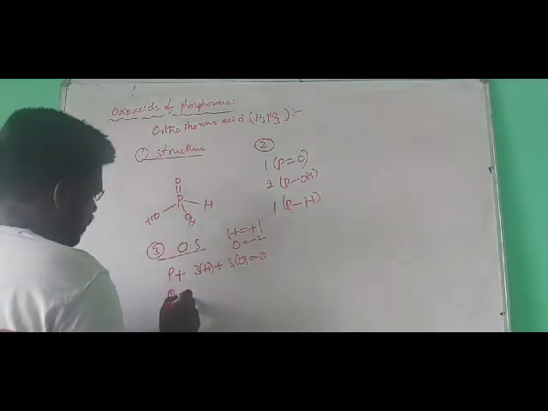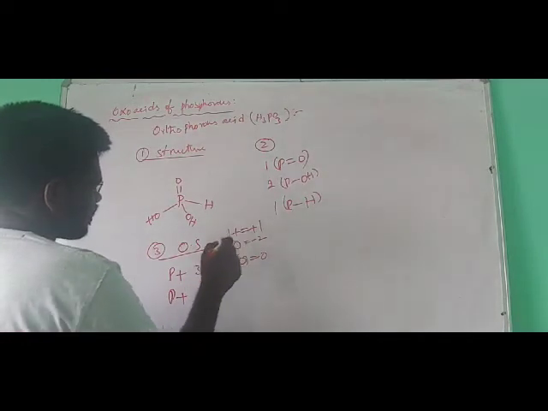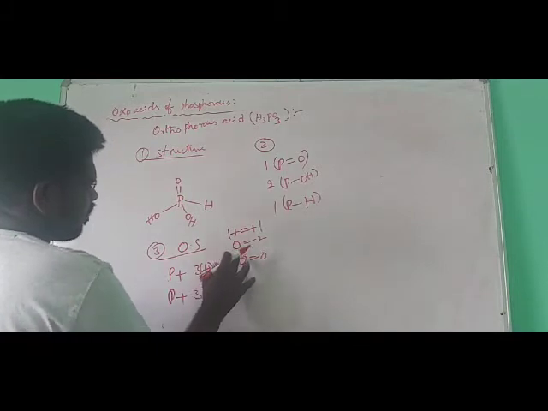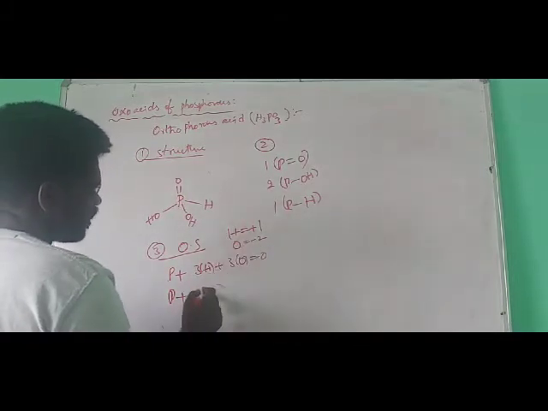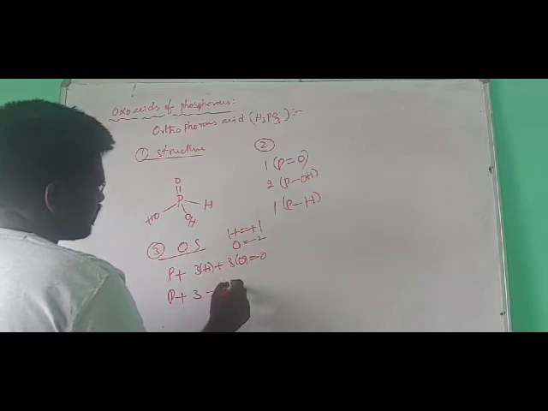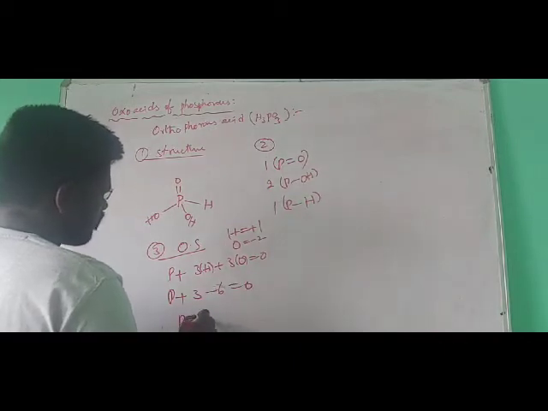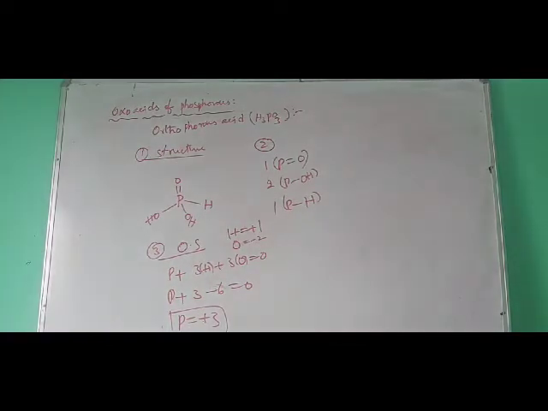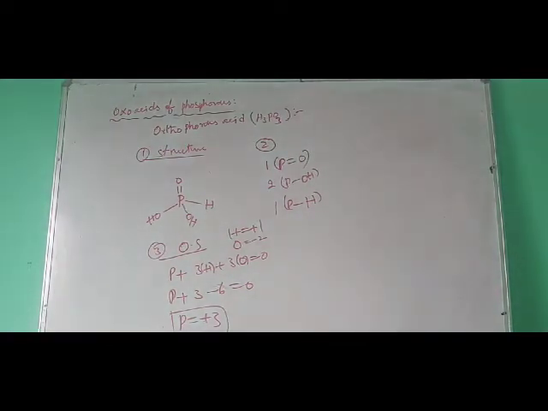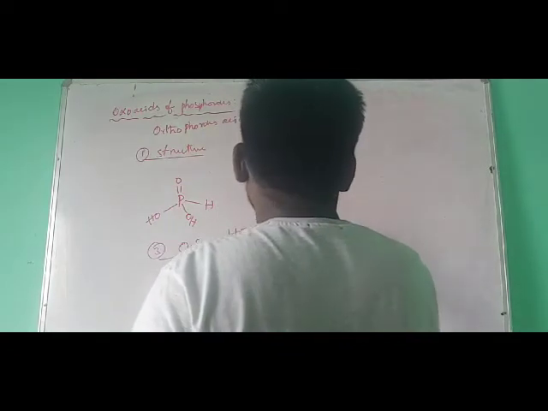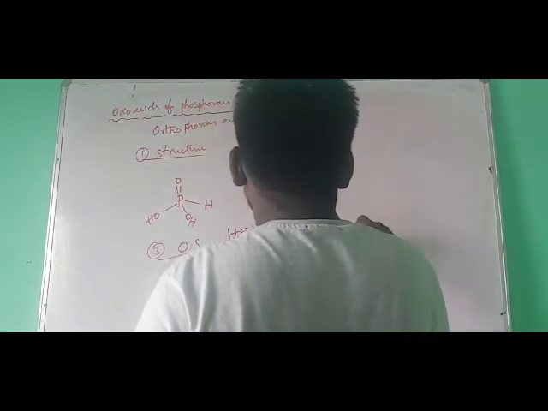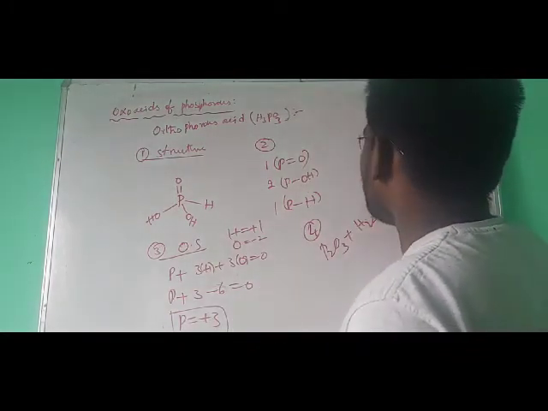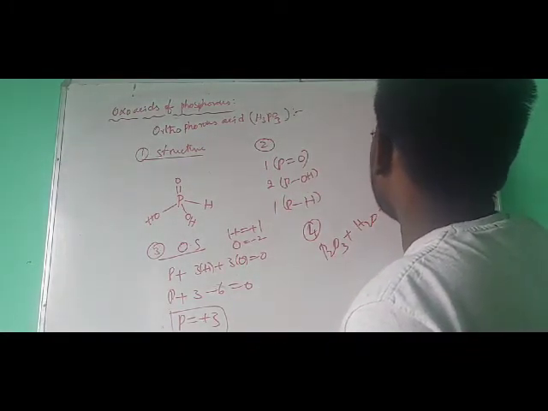So now P plus, 3 hydrogens are there, means +3, and the next one, 3 oxygens are present. So 3 into -2 will be -6, equal to 0. So here phosphorus has +3 oxidation state. And this one we can prepare by treating phosphorus trioxide with water. Upon treating this P2O3 with water, we can get H3PO3.